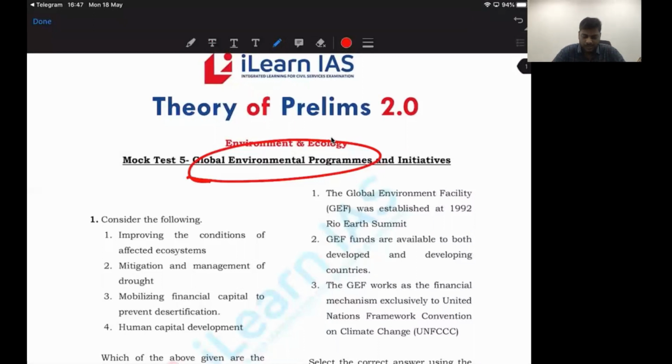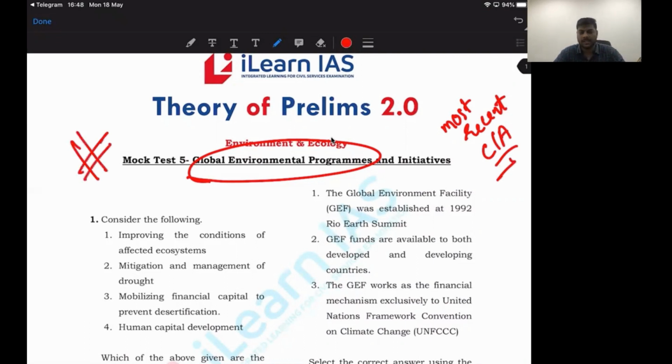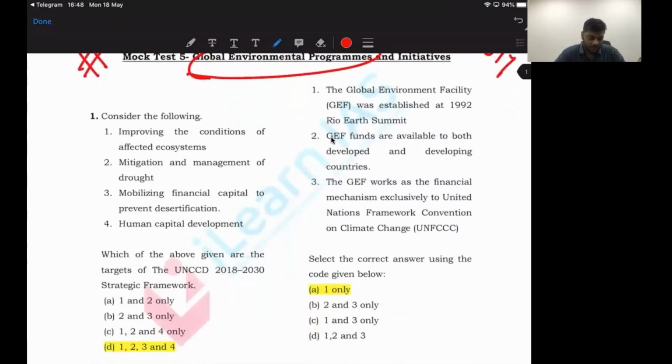This test includes the most recent current affairs. So it is very important for you to practice this question paper, and practice the topics which we have included in this test. So let me start the first question.